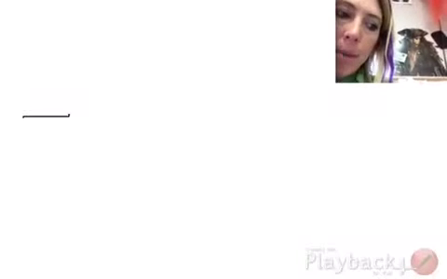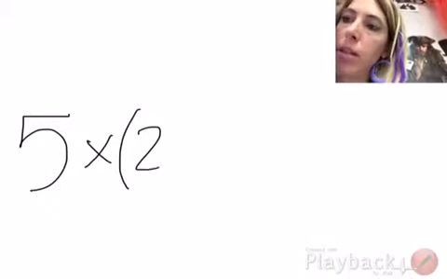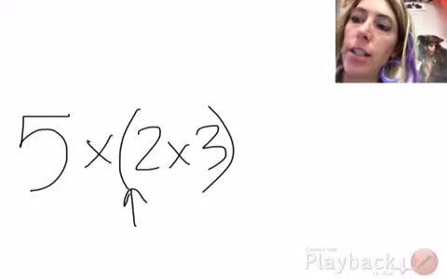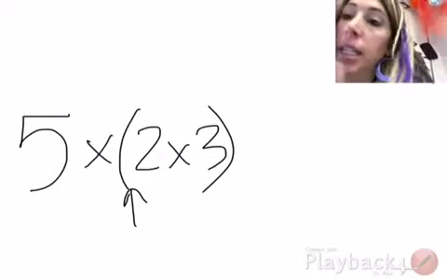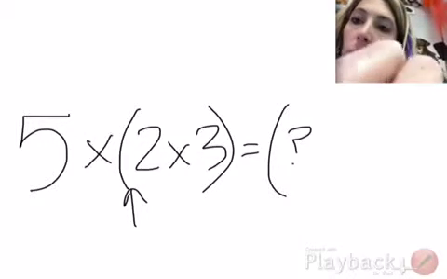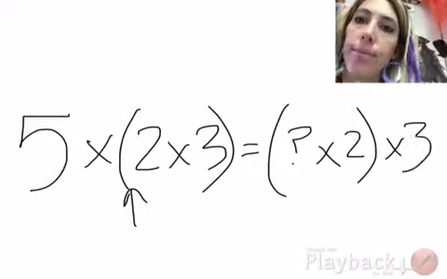Okay, we're going to go through another problem from the test. You have the question, what number makes this number sentence true? So here is our number sentence, 5 times the quantity, 2 times 3. And I say the quantity because there's parentheses around it, equals question mark times the quantity 2 times 3.